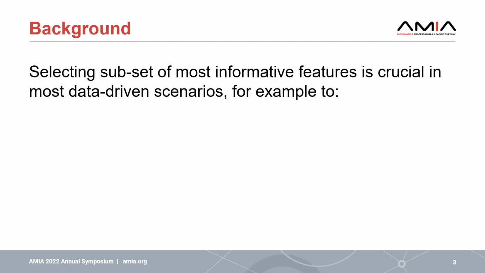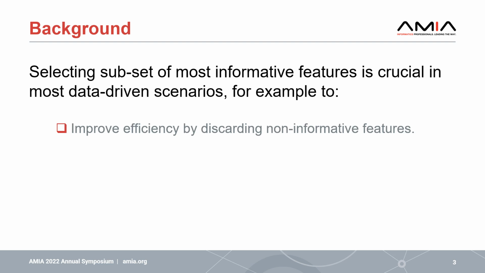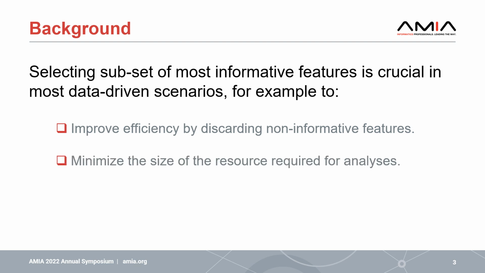Feature selection methods are very popular, very common in almost any domain of computer science that incorporates data, for a variety of reasons. The first reason is to improve efficiency by discarding features that are not informative, that are not good classifiers, not good predictors. If you don't need certain features, why use them? It also minimizes the size of the resource required for the analysis.